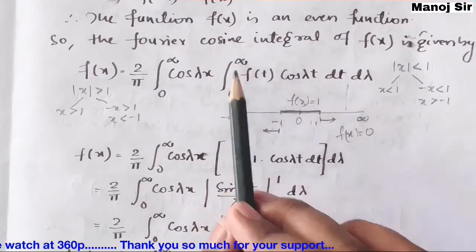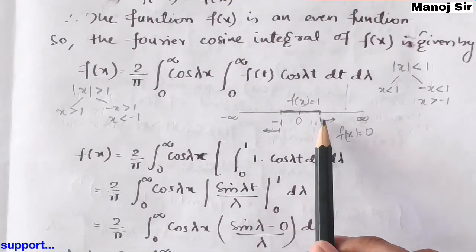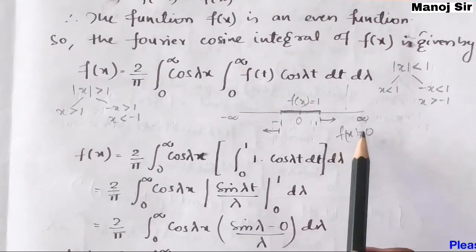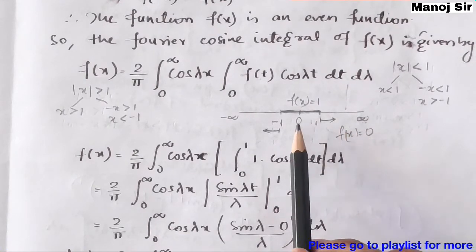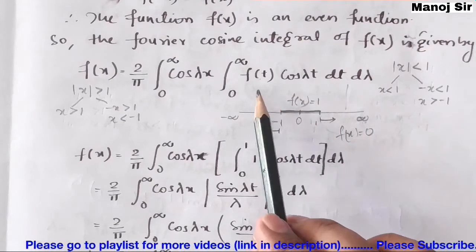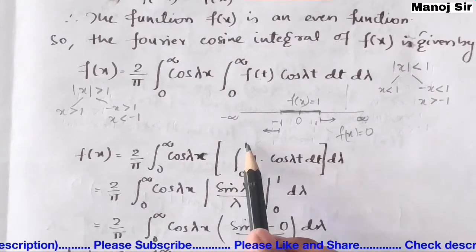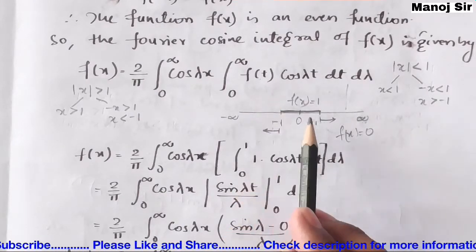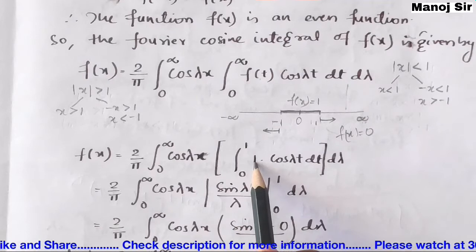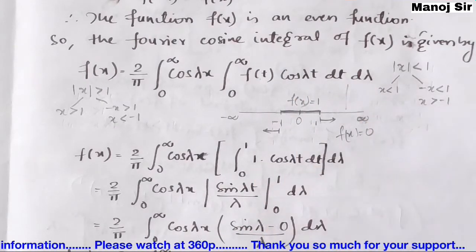So taking these limits, we can replace integration 0 to infinity with 0 to 1 and 1 to infinity. But from 1 to infinity the function becomes 0, so I'm not taking this part. I'm simply taking the limit from 0 to 1, where the function f of t becomes 1. So this is integration 0 to 1 f of t, that is f of x, let's suppose this is 1, and this is cos lambda t dt, and this is d lambda.